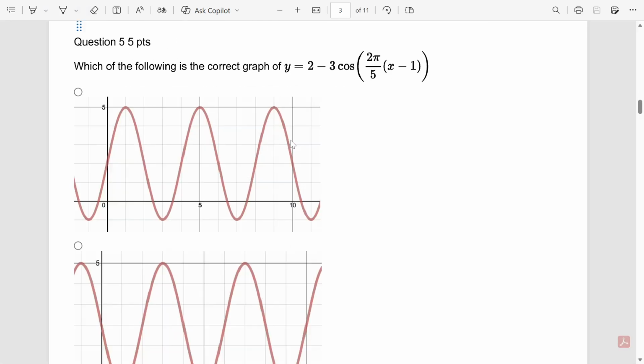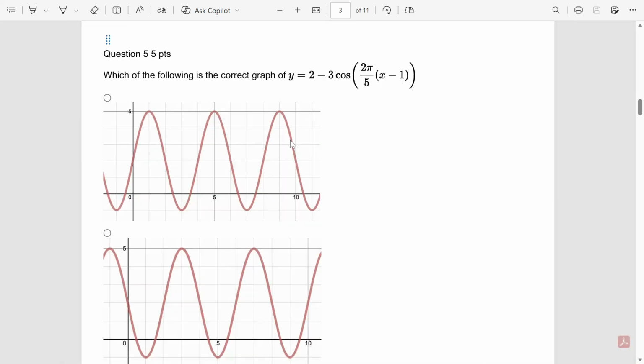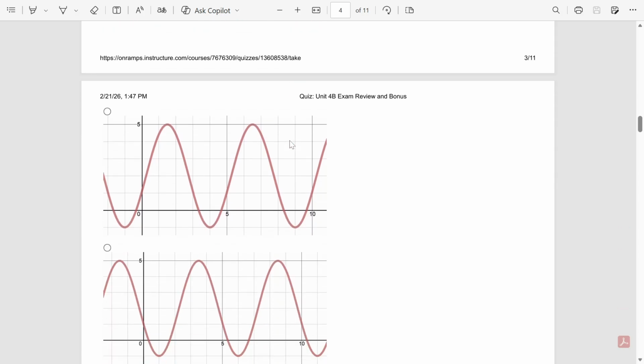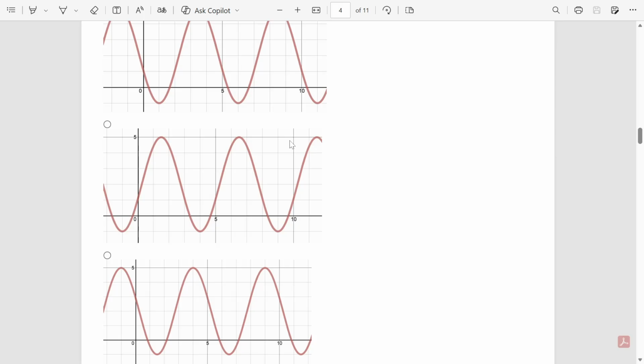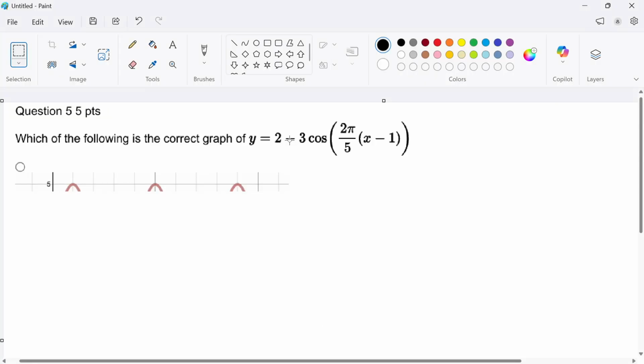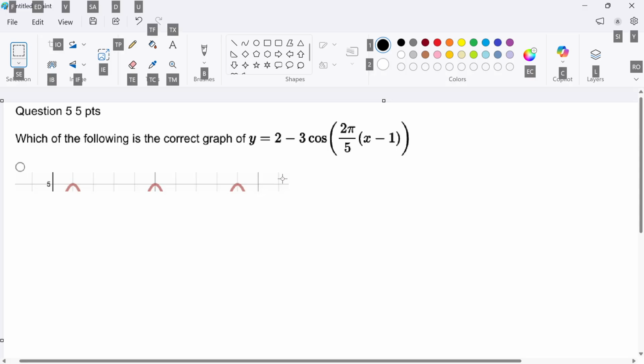So let me check these answer choices. The midline is 2, the amplitude is 3. They all go from 5 to negative 1, so that doesn't help me. I've already looked at the amplitude. So now I'm going to look at the left to right shift, and it's 1 to the right, and it's cosine, and it's minus 3 cosine, so it's got to be at the lowest point at 1.